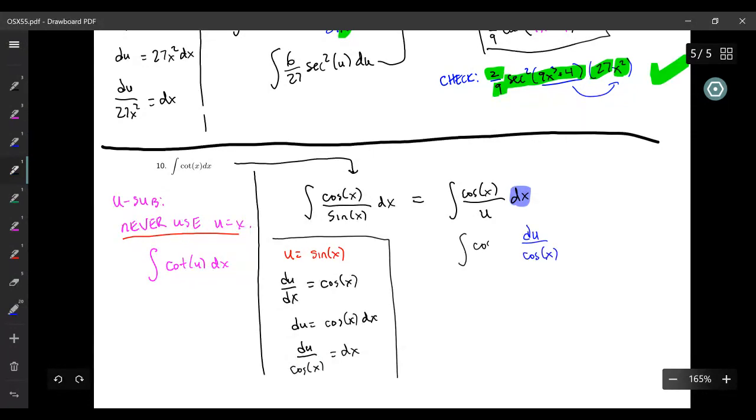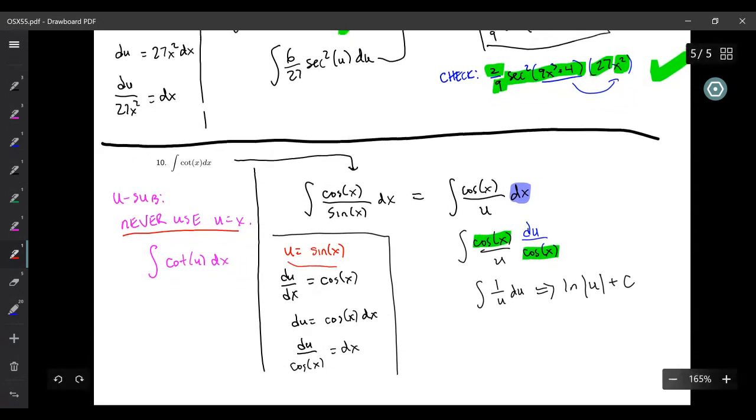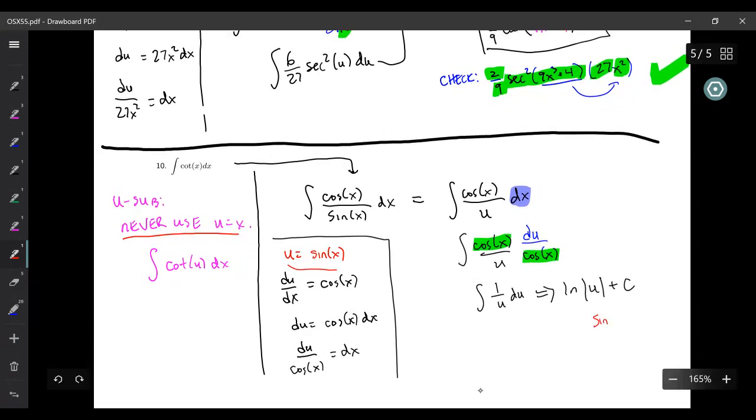Right, so we end up with cosine of x over u times du over cosine of x. Well, the cosines cancel, leaving you with the integral of 1 over u du. And if you look back at your notes, when you have 1 over u, this is going to be ln of the absolute value of u plus the c, and then we plug the u back in. So we would get ln absolute value sine of x plus c. Be my answer.